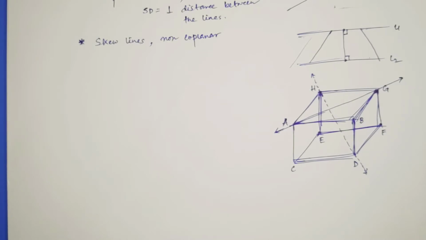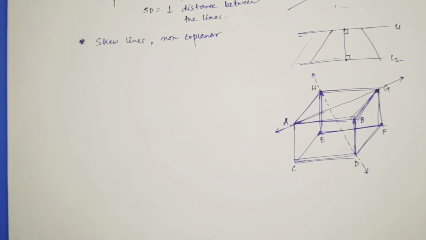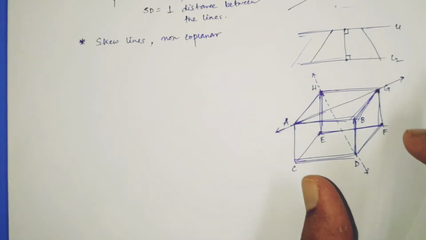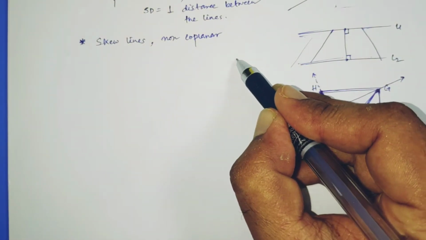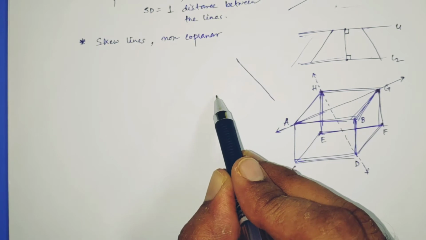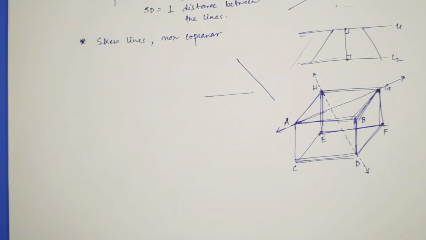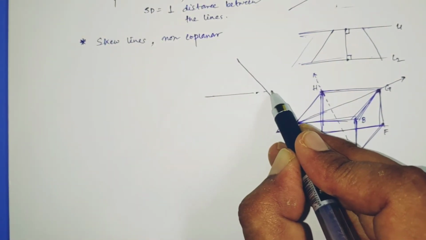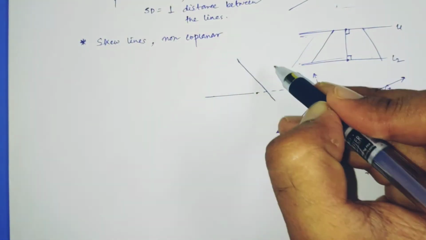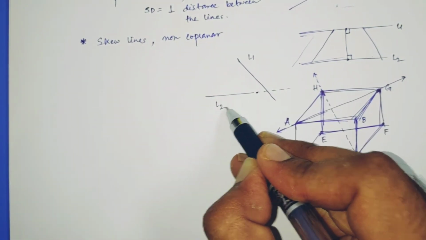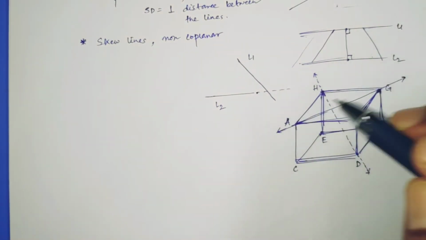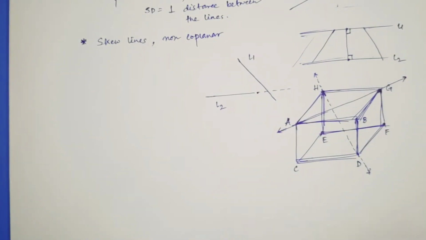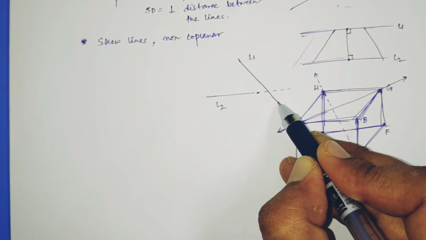Now if somebody asks you how to find the shortest distance between skew lines, suppose this diagram is complicated, so let's draw a rough one like this. Suppose we have a line like this and we have a line like this. Think of it in your mind, I will draw it so that they don't intersect. This is line L1, this is line L2. Now you would be asking what is the shortest distance between these two lines.